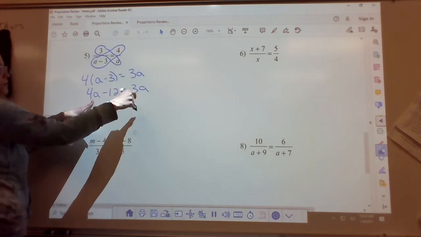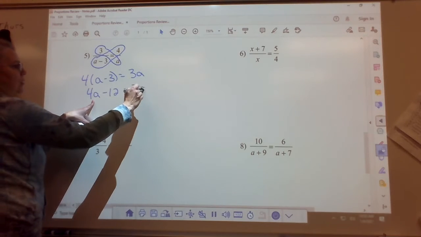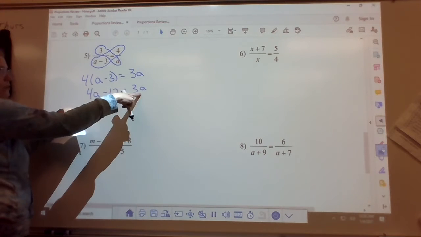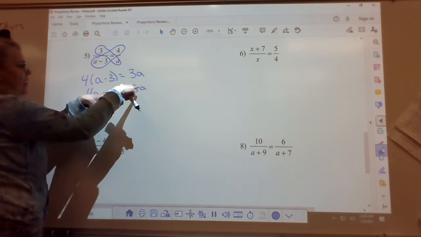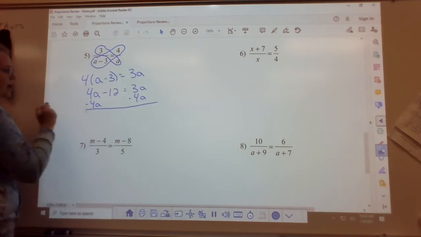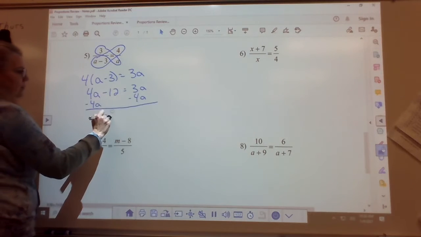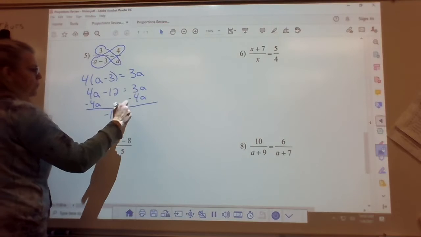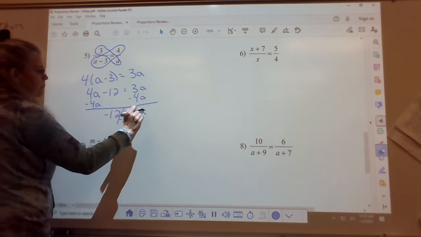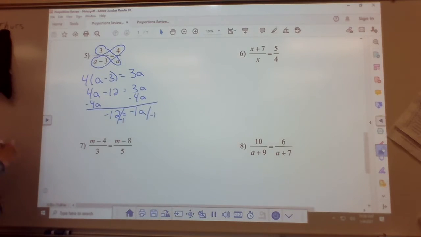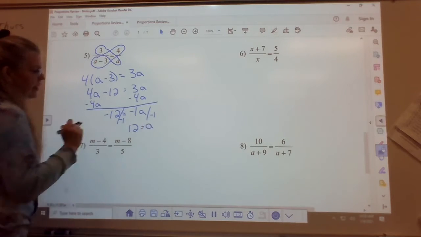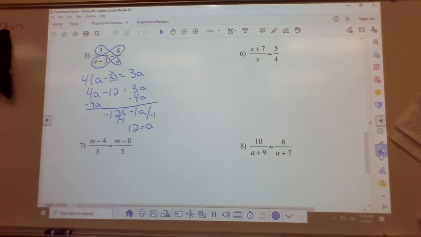Now I have a's on both sides that I want to put together. I wouldn't move the 3a this way because then I wouldn't have anything left over here. So I'm going to move the 4a this way. So subtract 4a. So that way I have a's on one side, numbers on the other. Don't lose that negative. Bring it down. 3 subtract 4 is negative 1a. Now I can go ahead and divide by the negative 1, because I still have to solve for a. Well, negative 12 divided by negative 1 gives me a positive 12 equals a. So positive 12 equals a.